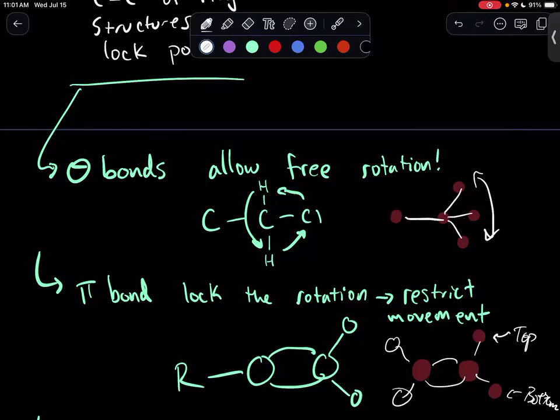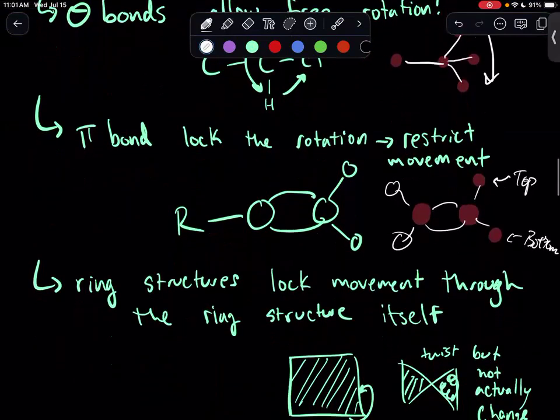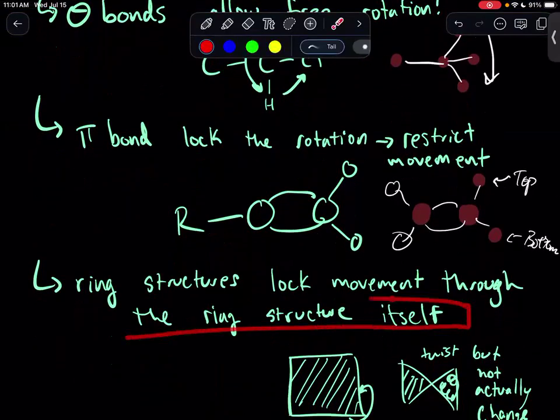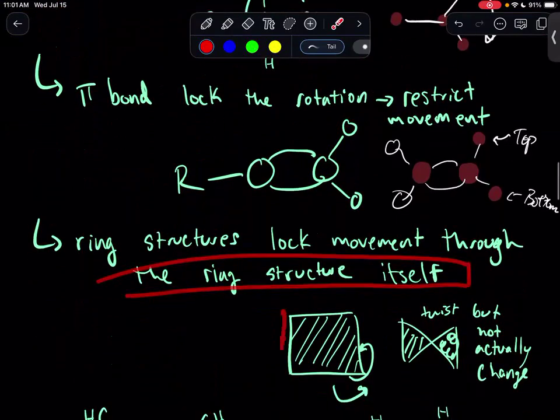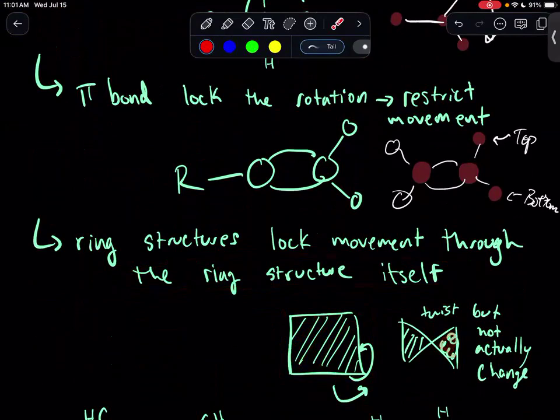Furthermore, if you think about your ball and stick model and you make a ring structure, this locks movement through the ring structure itself. So you can imagine a piece of paper that has a top side of lines and a bottom side of squiggles. No matter what you do, the bottom side will never become the top side. You can try and twist the paper, which will probably rip it, but it will never actually change to be the top. You can just kind of fold it in half or whatever, but the top is the top, the bottom is the bottom. The plane of the paper makes it impossible for the bottom and top to ever truly switch.